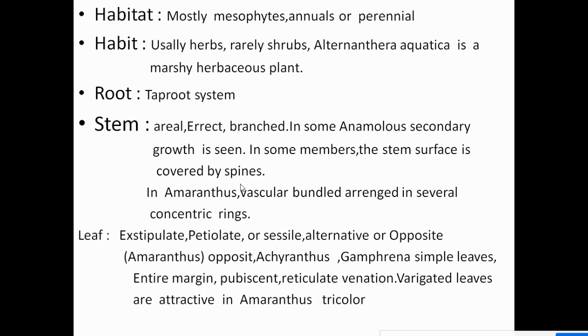Achyranthes and Gomphrena have simple leaves with entire margin, and the leaves and stems are covered by small hair-like structures all over, which is called pubescent. The venation is reticulate, and sometimes the leaves are variegated. Different colors are seen in these members of the family, called variegated leaves. So the leaves are very attractive. That's why the members of this family are grown as ornamental plants.